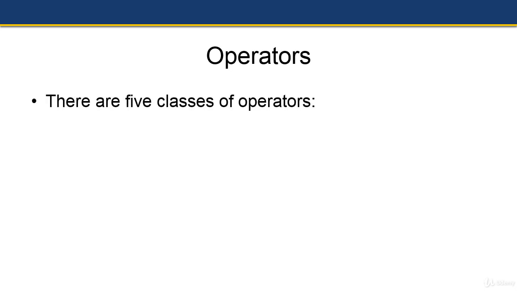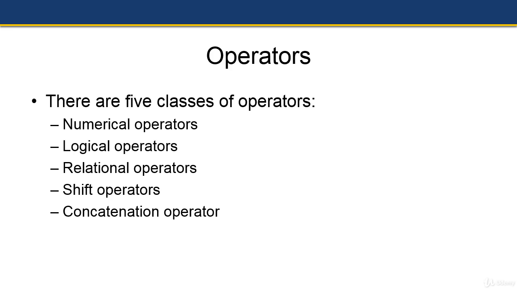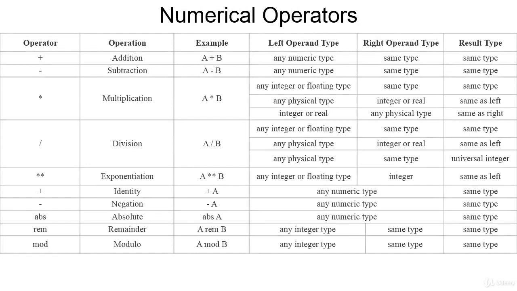There are 5 classes of operators: numerical operators, logical operators, relational operators, shift operators, and the concatenation operator. Here's a table of the numeric operators, the standard set: addition, subtraction, multiplication, division, and so on and so forth. The majority of these are binary operators in that they have 2 operands. We also have unary operators such as identity, negation, and absolute.